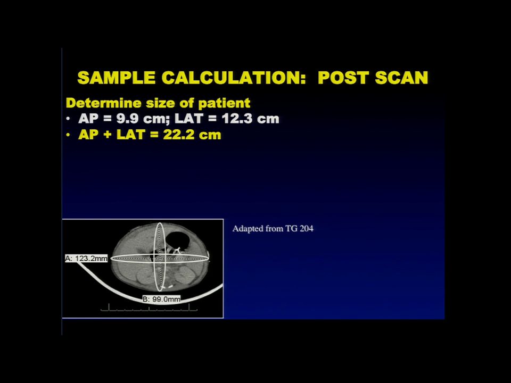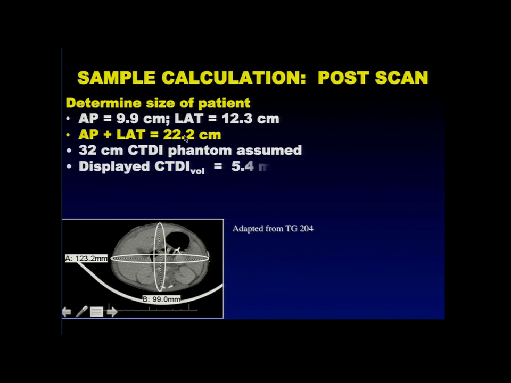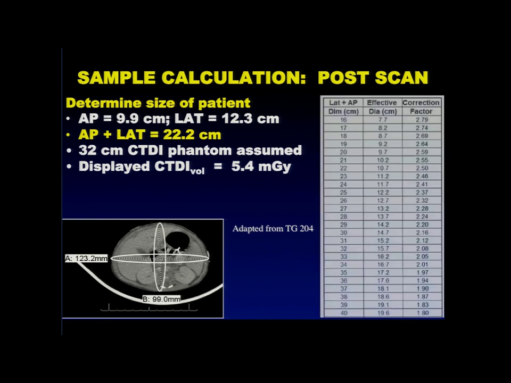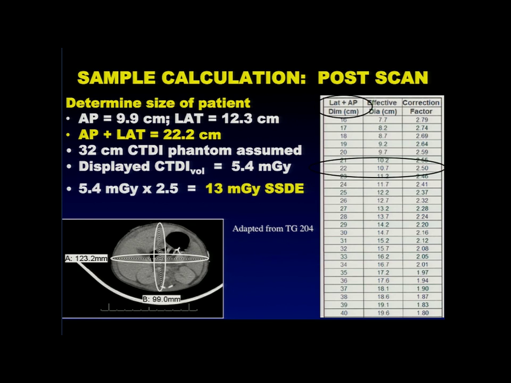Well, let's say it's after the scan and I know both. Both is 22 centimeters, so I go to a different table. Again, I'm assuming the 32 centimeter phantom. And since it's the 32 centimeter phantom again, the CTDI vol is the same. I go to this table and I look up lateral plus AP and I look up 22, and lo and behold, I get a correction factor of 2.5 again, and voila, I got the same answer. That's a good thing, because it's the same scan.